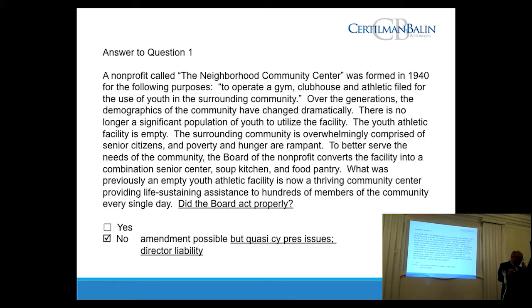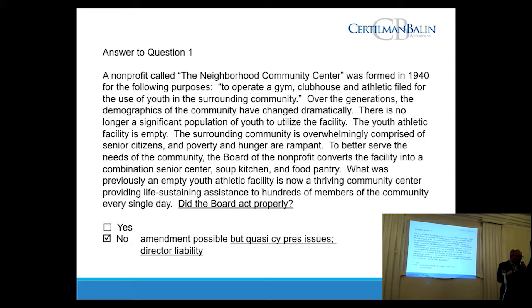So that brings us to our first question in your Blitz quiz. And this talked about the Neighborhood Community Center that was founded in 1940 and was operating an athletic facility for youth in the neighborhood. Demographics changed in the neighborhood. There aren't any more youth, and the board was sitting with an empty youth athletic facility. So the board decides to convert this athletic facility into a center for seniors that serves as a soup kitchen and food pantry as well, and performs a life-sustaining role in the community, serving hundreds of members every day.